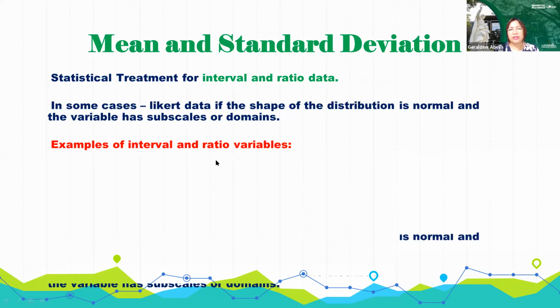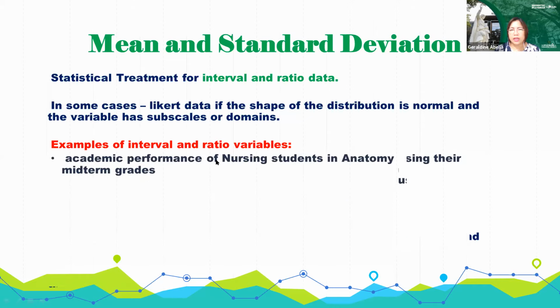What are examples of interval and ratio variables for which we can apply the mean and standard deviation? Mean is a measure of central tendency. It is a specific value for which most of the data are found. Standard deviation is a measure of the spread of the data, the average difference of the data from the mean in the distribution. The higher the standard deviation is, the more that the values are away from the mean in the distribution. Mean and standard deviation, mag-asawa na sila.